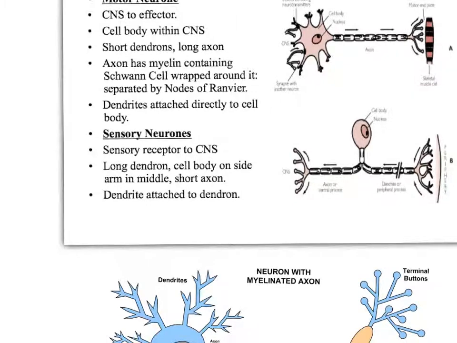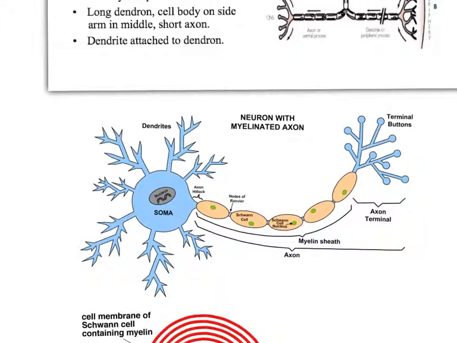Moving on to look at the structure of the motor neuron. Here we've got a diagram of a motor neuron, and the motor neuron takes information from the central nervous system. So this is the cell body of the motor neuron, which is actually in the central nervous system. Okay, so here the dendrites connect directly to the cell body. So there's no appreciable structure called a dendron here. The dendrites are connected directly to the cell body.